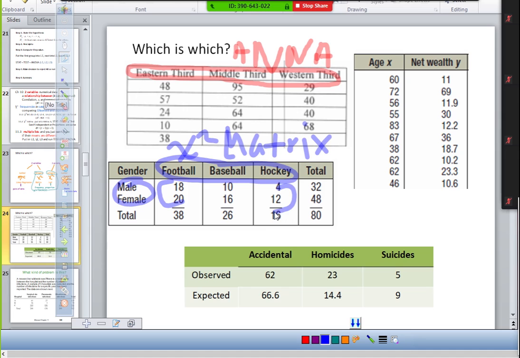How about the bottom one? What's this one? Text me, guys. Let's not take forever, please. Two people, 3.